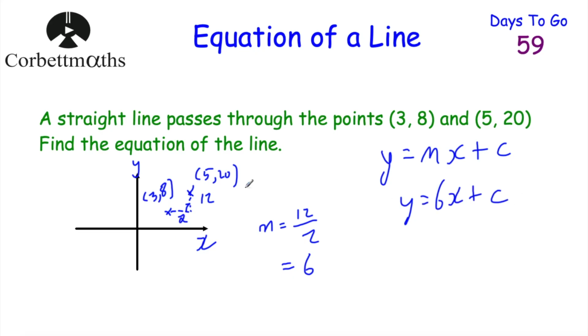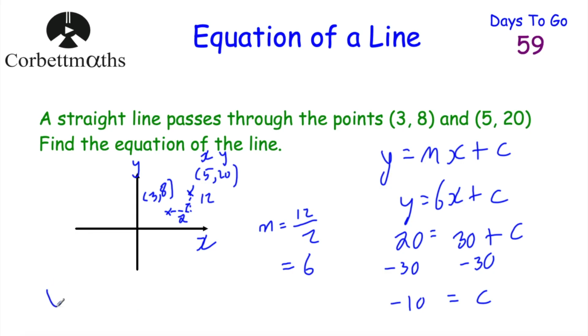Now, in terms of finding the c where it crosses the y-axis, you've got a few different approaches. You could go back 1, down 6, back 1, down 6, back 1, down 6. That would work. Alternatively, I'm going to choose one of the points. I'm going to choose this point here, the 5, 20, and I'm going to label it x and y. I'm going to substitute those in. So y, which is 20, is equal to 6x, that's 6 times 5, which is 30, plus c. We want to find out what c is, so we don't want this plus 30, so we're going to take away 30 and take away 30. 20 take away 30 is negative 10, and that's equal to c.